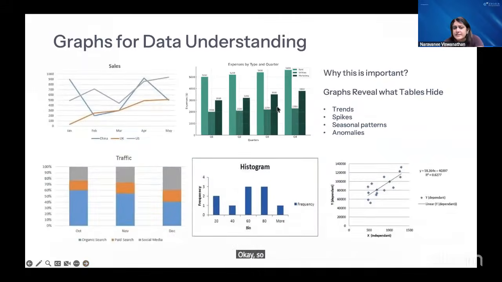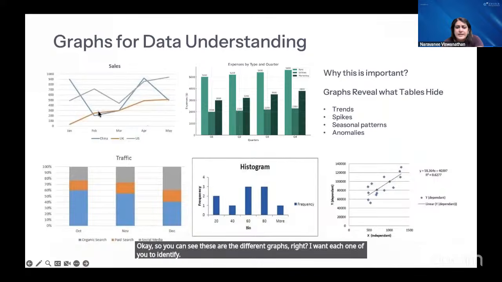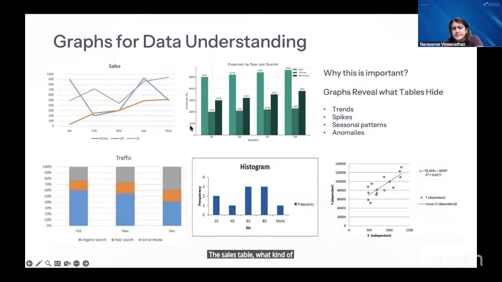Okay, so you can see these are the different graphs, right? I want each one of you to identify the sales graph. What kind of graph is this, guys? Line graph, correct. So when do we generally use a line graph?